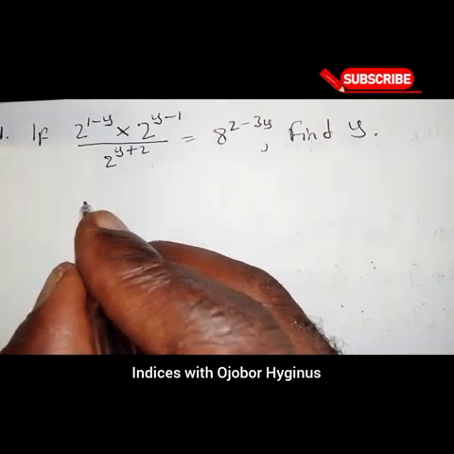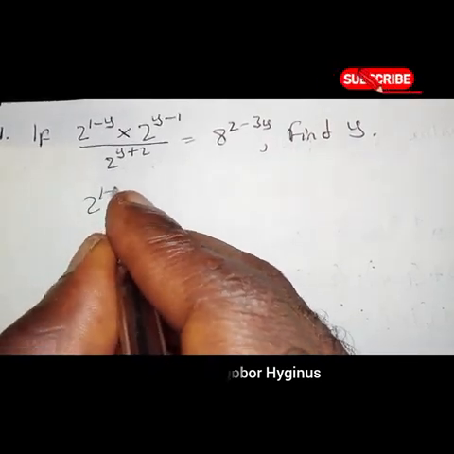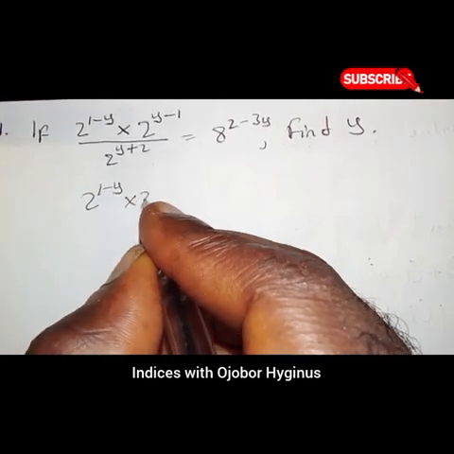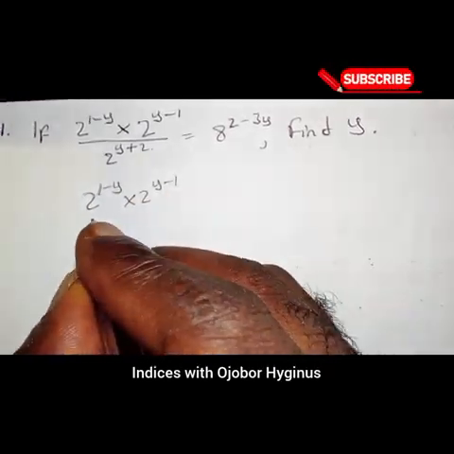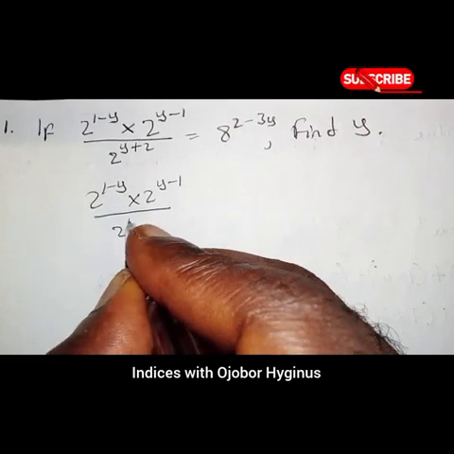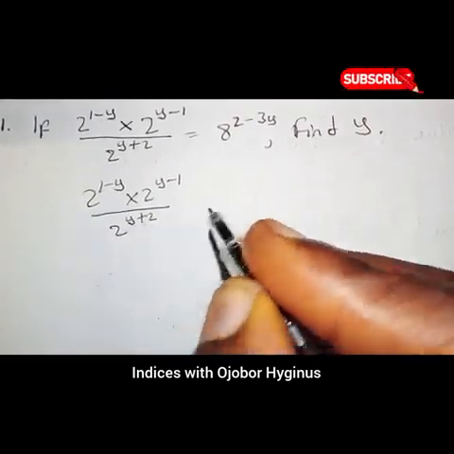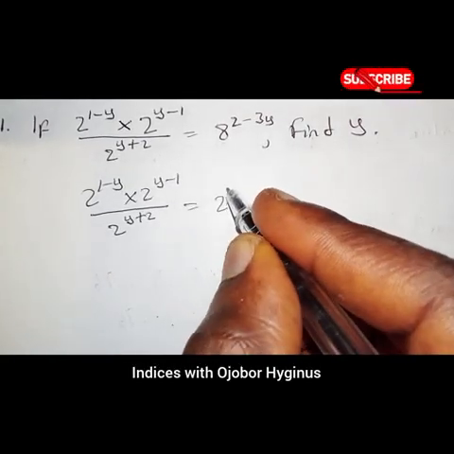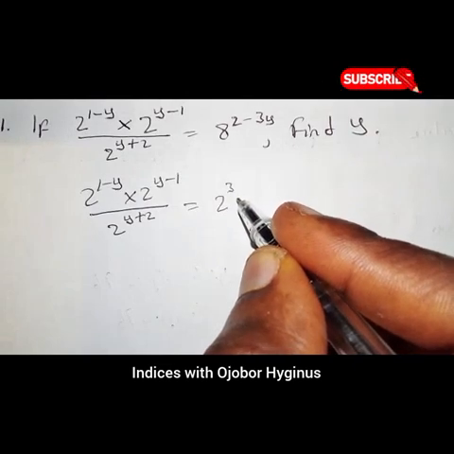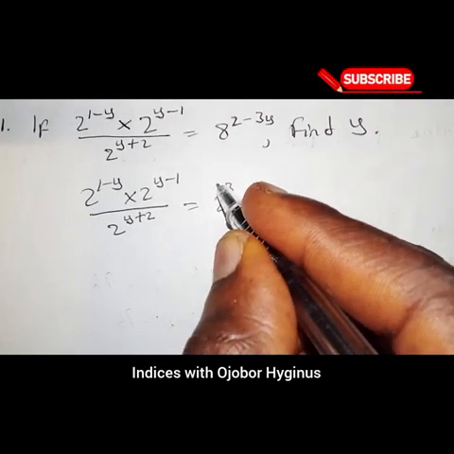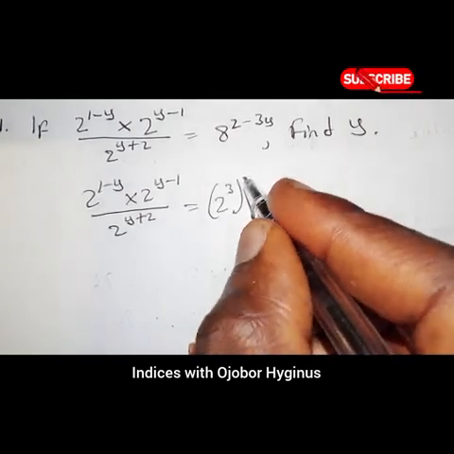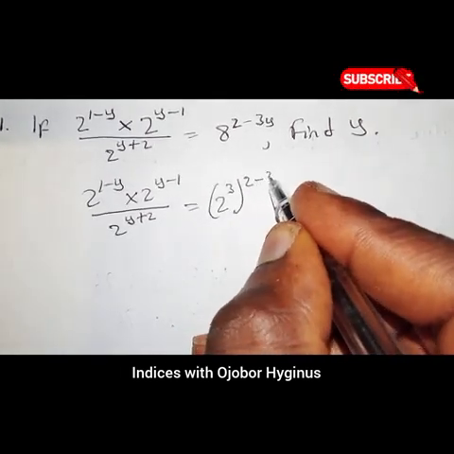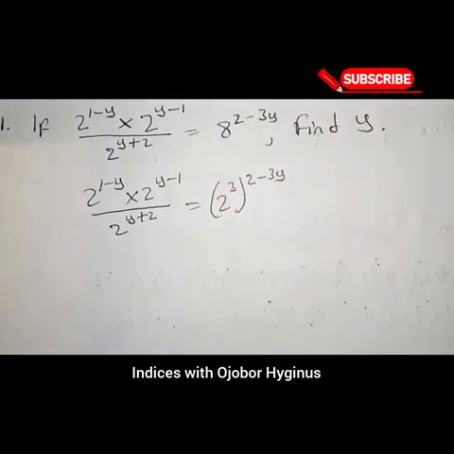well. So we have 2 raised to the power 1 minus y times 2 raised to the power y minus 1 all over 2 raised to the power y plus 2 is equal to 8, which is 2 raised to the power 3. 2 times 2 times 2 gives us 8. So this 2 raised to the power 3 can replace the 8 to the power of 2 minus 3y. So this is what we have.